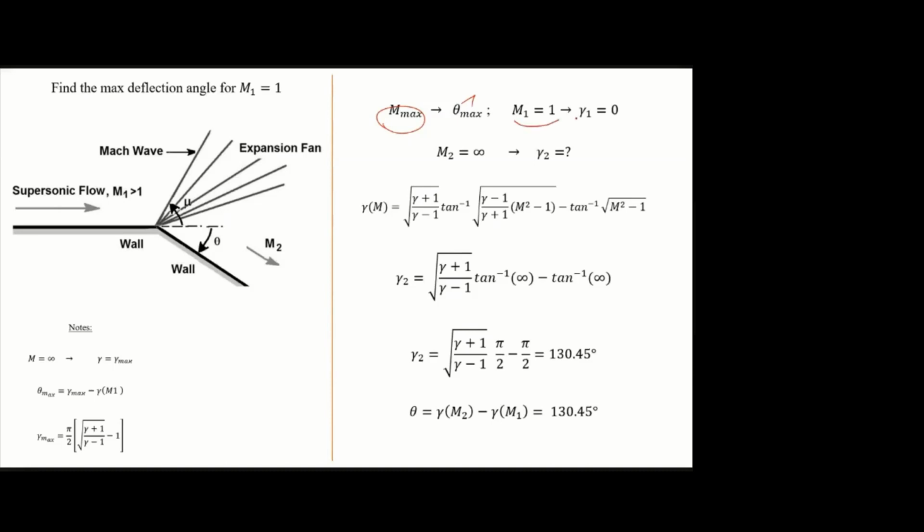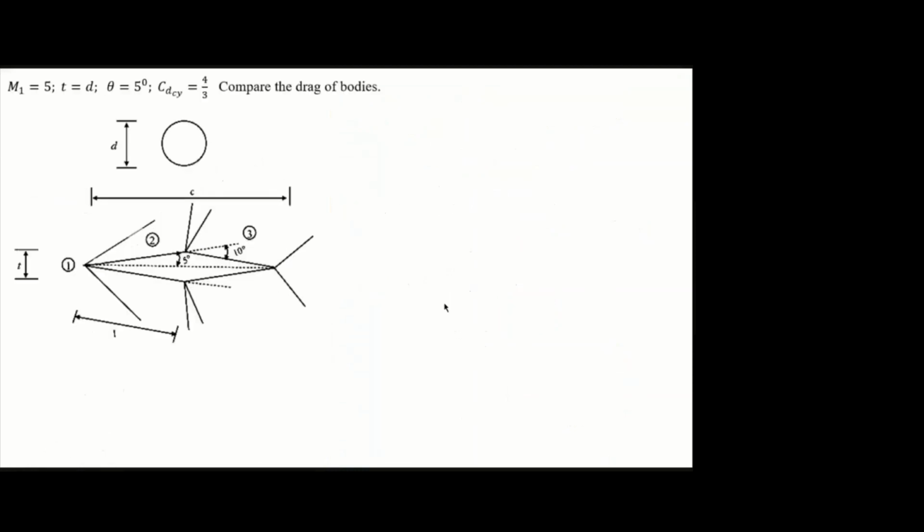For M1, I found gamma 1, it is 0. For M2 equal to infinity, there is no value in the gas table, so we are going for this formula. Here I am substituting infinity, here also infinity. Tan inverse of infinity is pi by 2. Now if you solve, you will get gamma 2 as 130.45 degree. So this is 0, this is 130.45 degree. Then theta is also the same, 130.45 degree.